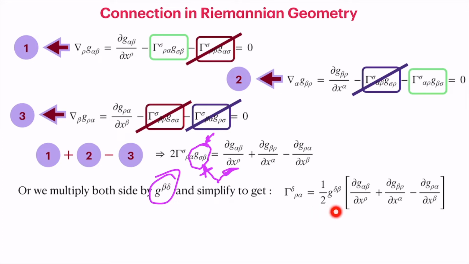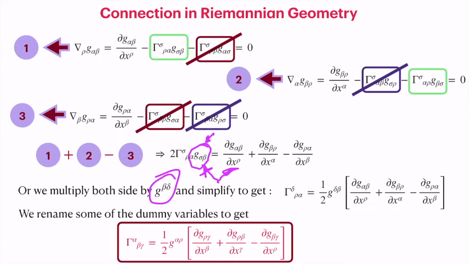is equal to half g upper delta beta into this differentiation of the metric tensor, that is, partial differentiation of g alpha beta with respect to x rho, and the second term is the differentiation of g beta rho by x alpha, subtracted by the partial differentiation of g rho alpha with respect to x beta. So this is essentially the relation between the connection and the metric tensor in Riemann geometry, and this specific connection is called the Christoffel symbol.